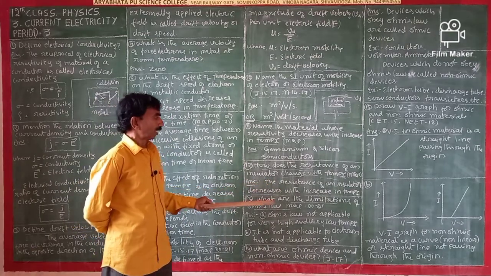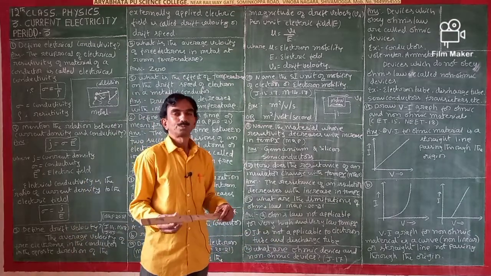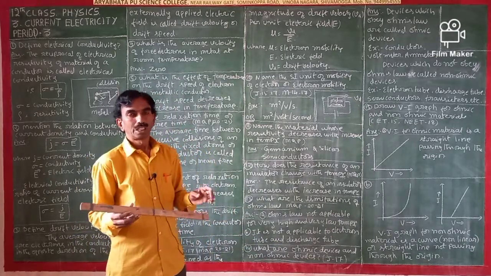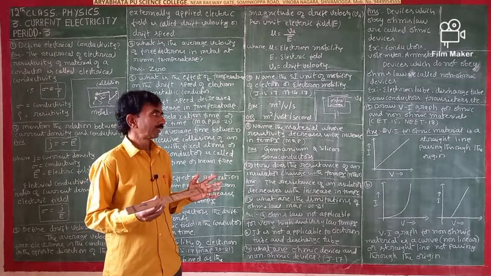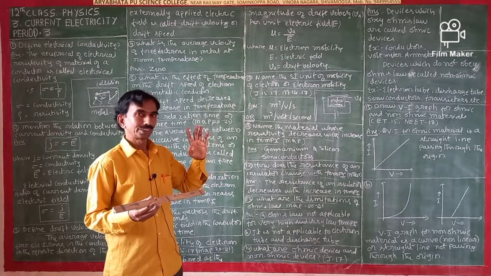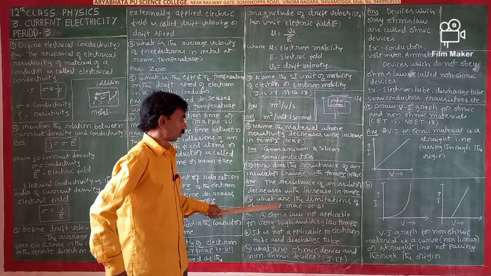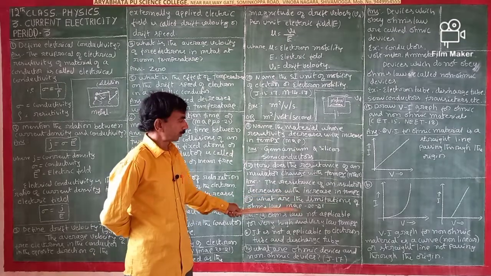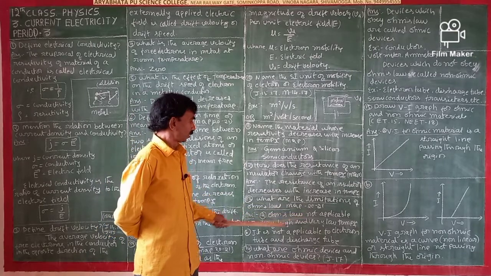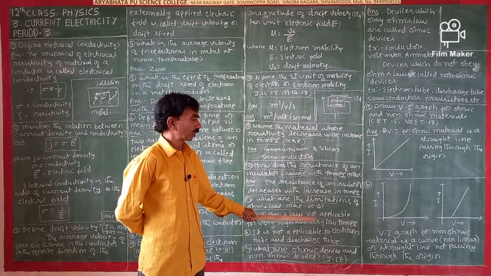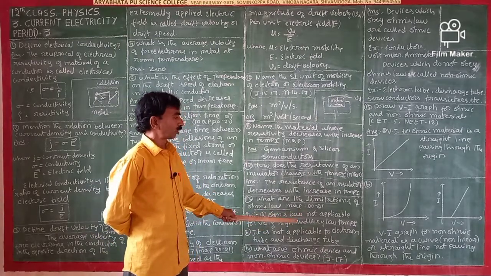What are the limitations of Ohm's law? Ohm's law has a limitation. It is not applicable to each and every material. It is applicable only to some ohmic devices, some particular devices. What are the limitations of Ohm's law? Very important question, 2021 model question paper. Ohm's law is not applicable for very high and very low temperature.